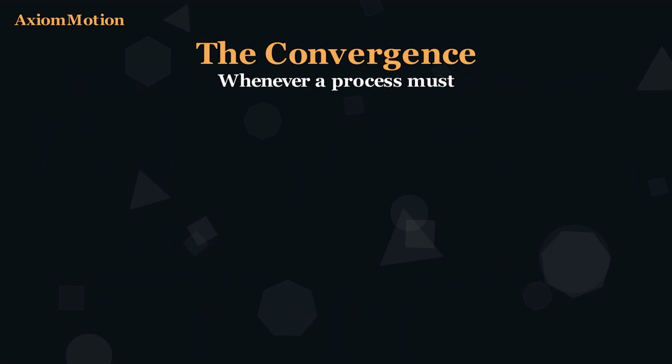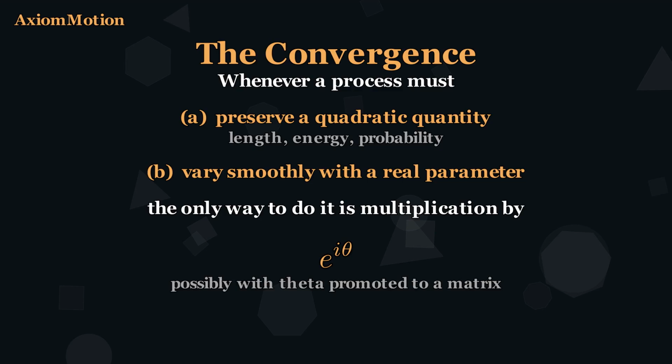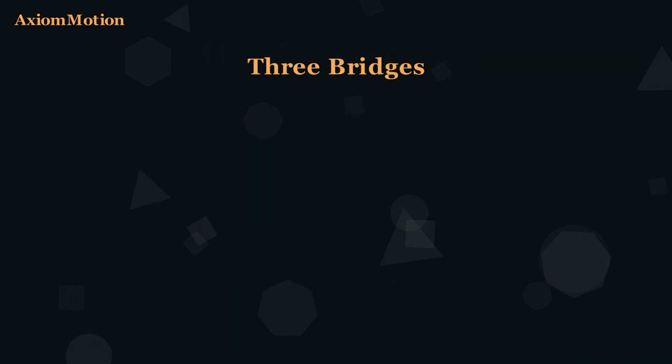Here is the deep reason. Whenever a process must preserve a quadratic quantity, whether it is the length of a signal, the energy of a system, or the total probability of a quantum state, and vary smoothly with a real parameter, the only way to do it is multiplication by e to the i theta, possibly with theta promoted to a matrix. Pathway A uses this because Fourier components have unit modulus, and the Plancherel theorem preserves the L2 norm. Pathway B uses this because quantum probability is the squared modulus of the state vector, and only unitary evolution preserves it. The convergence has three concrete bridges.